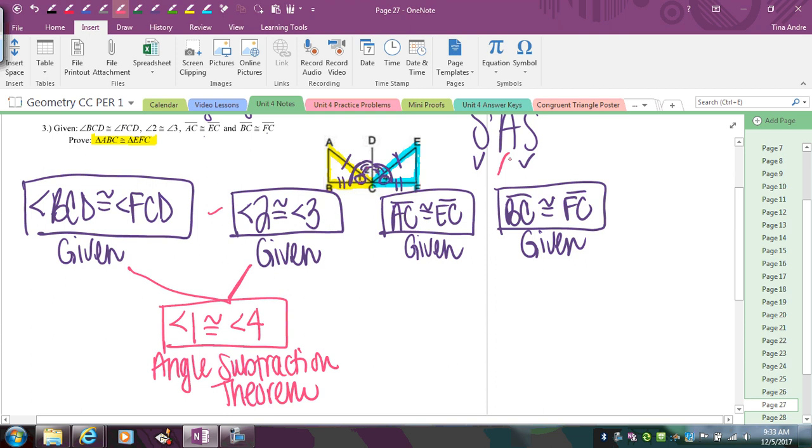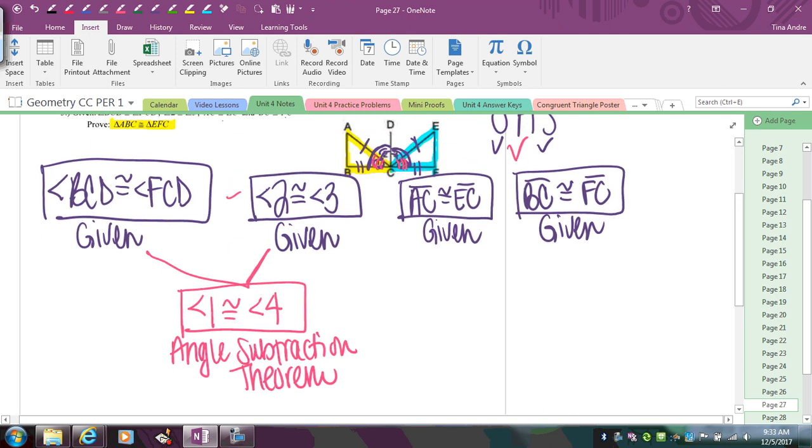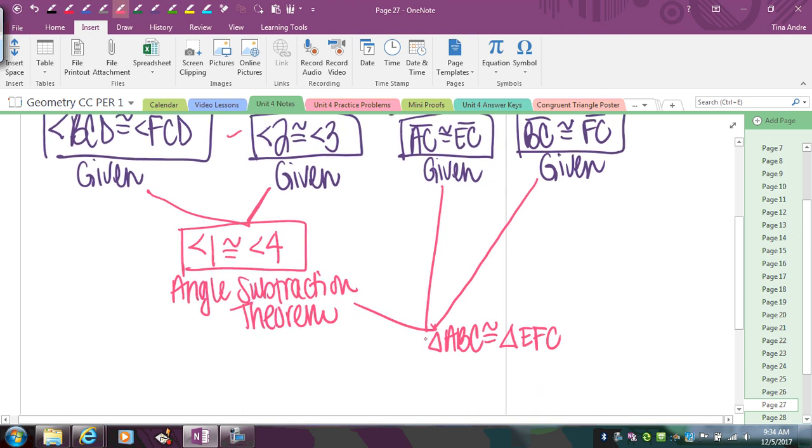And then that lets me mark my set of angles. So now the set of angles in the triangles here are congruent. So now it's by side angle side that the triangles have to be congruent. So take all three pieces for the side angle side, so the two sets of sides, the angles between them, merge those together, and you get triangle ABC is congruent to triangle EFC. And that's by side angle side.